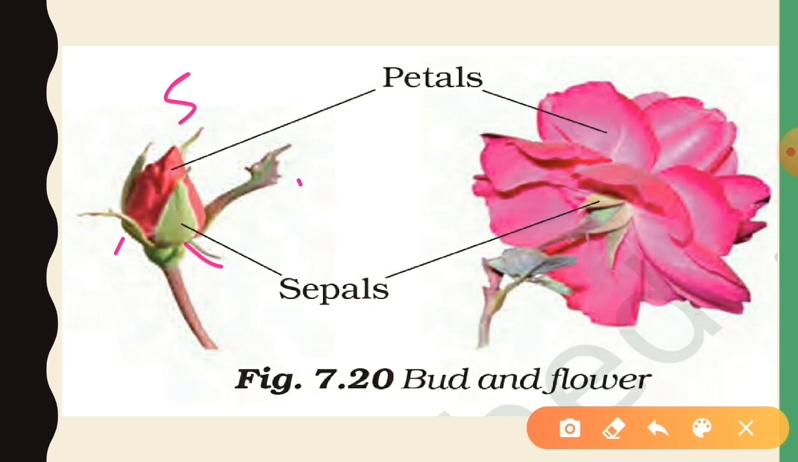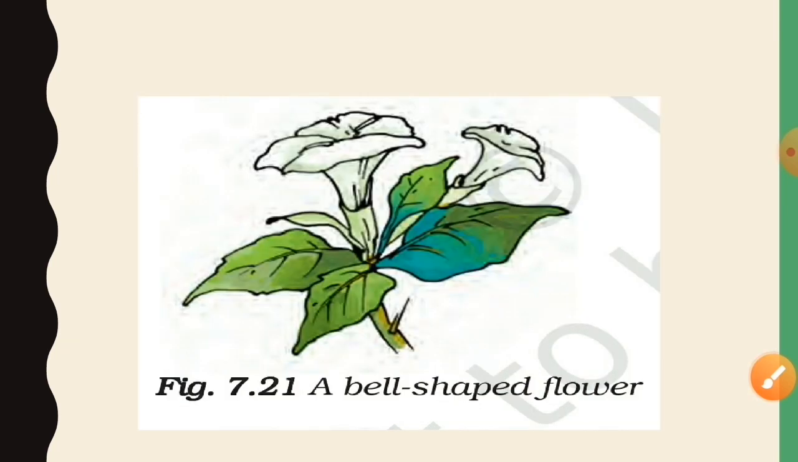Now have a look. The kind of petals and sepals here. Are they free or jointed? Obviously they are free. We can pull out each and every petal. Okay. And we can also pull out these sepals. So we have to understand and we have to observe these things about a flower. Let's see the next one.